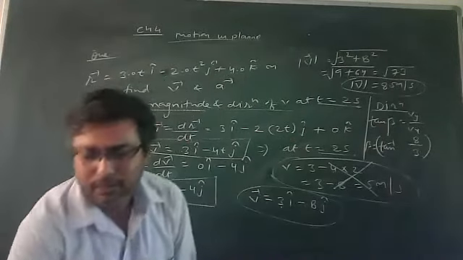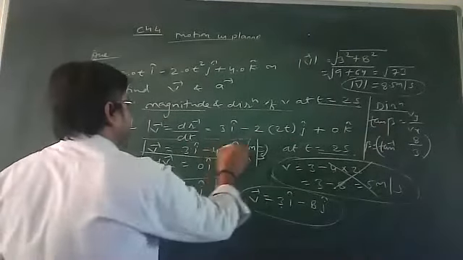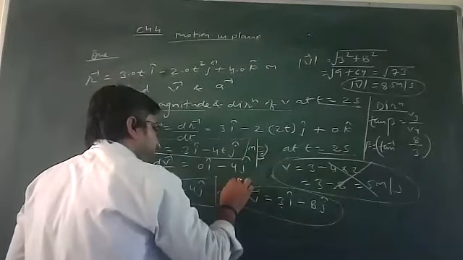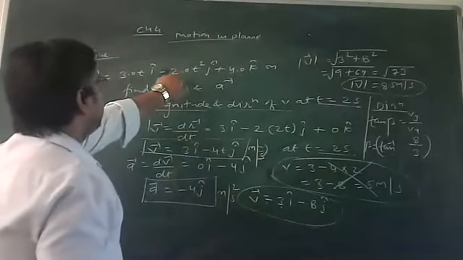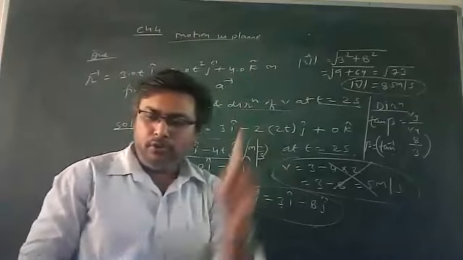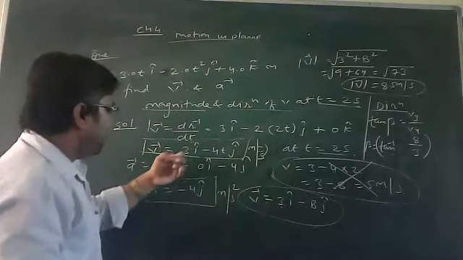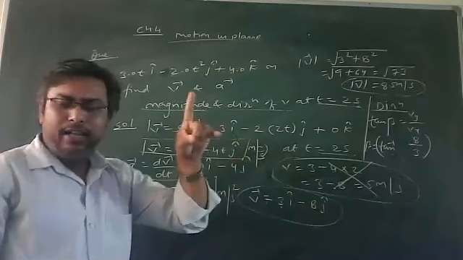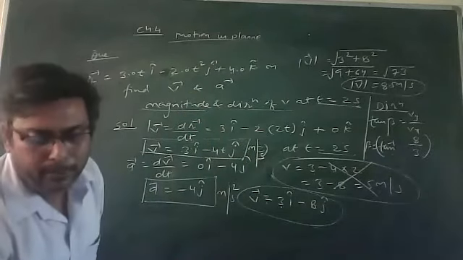That is the point. In vectors we have units: meter per second, and this will be meter per second square, because the unit is given with the position vector. So I have to write units with the velocity vector as well as the acceleration vector. Velocity will come in meter per second and acceleration in meter per second square.